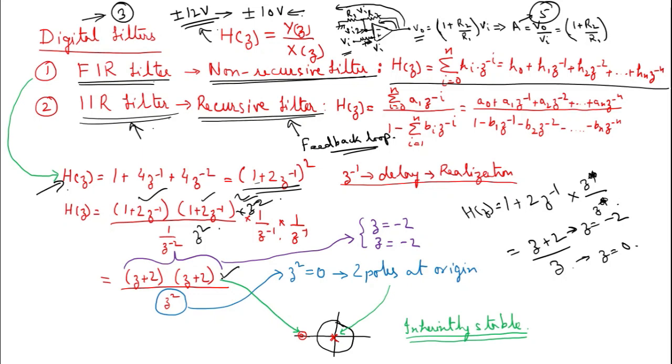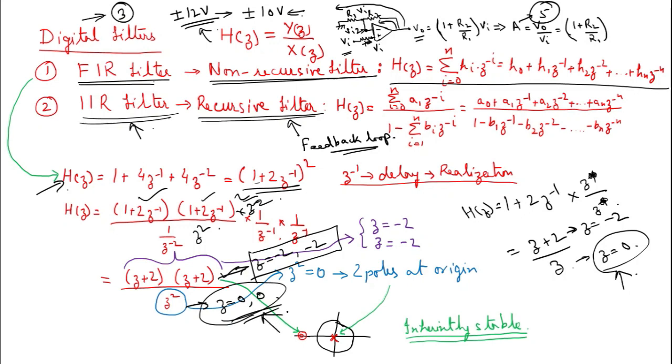So where are the poles and zeros? Zeros are at z equals to minus 2, again minus 2. There are two zeros at minus 2 and minus 2. And what about the poles? Poles are at z equals to 0, comma 0. Now if you look into the positioning of the pole when we were having only a single pole and when we have got two poles, in both the cases, where are the poles? At the origin of the z plane.